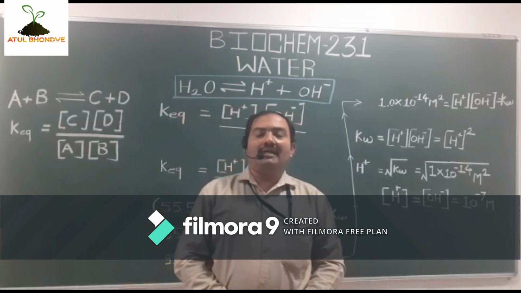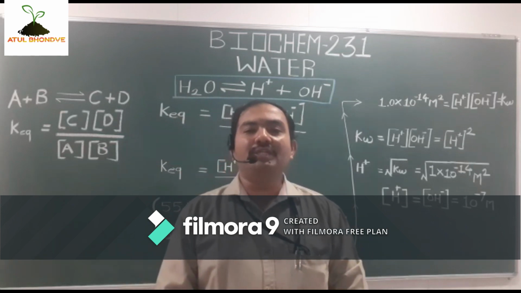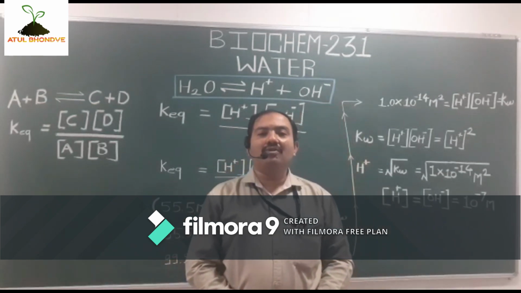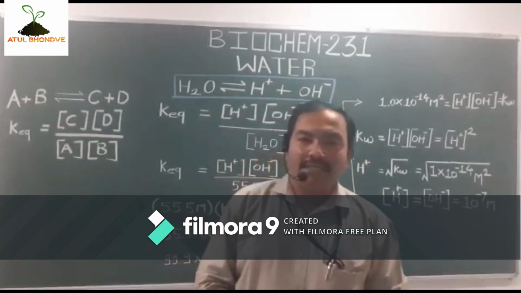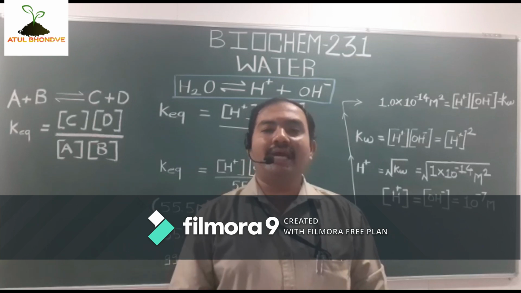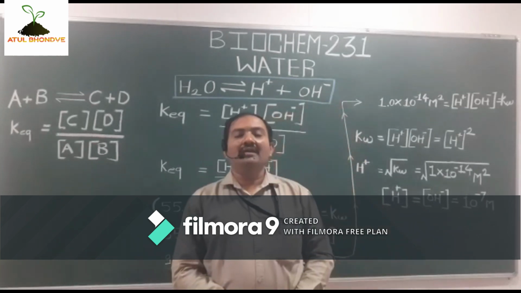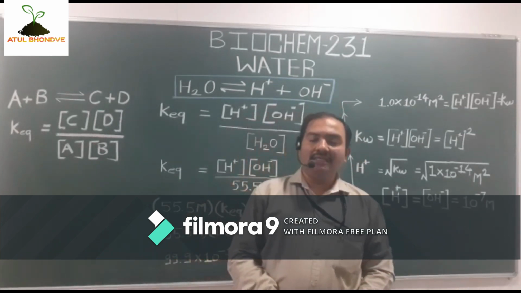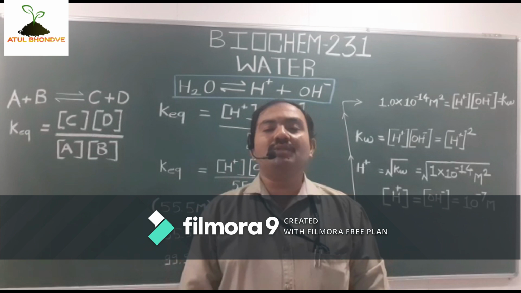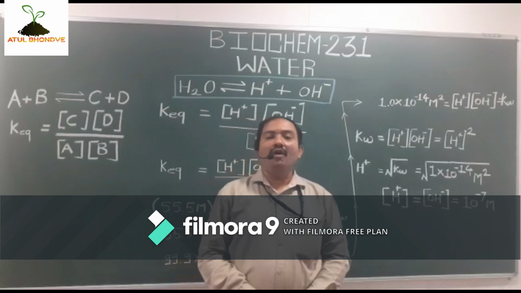So whenever the H ion concentration in the solution increases to more than 1 into 10 raised to minus 7, at the same time the hydroxide ion concentration is less than 1 into 10 raised to minus 7. Vice versa, when the hydroxide ion concentration increases to greater than 1 into 10 raised to minus 7, the hydrogen ion concentration is lower than 1 into 10 raised to minus 7. So this is the calculation regarding the equilibrium constant and the value of H ion.